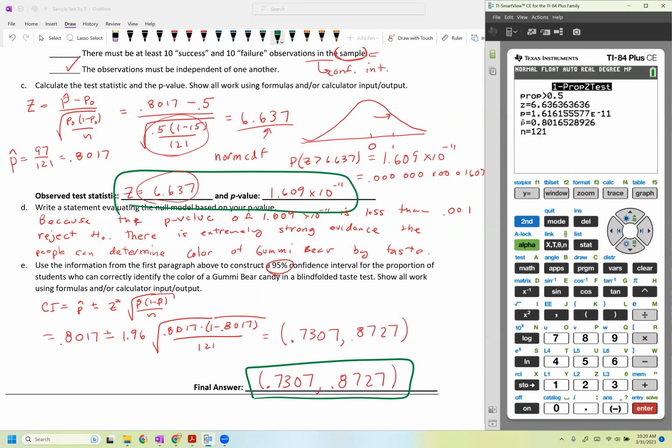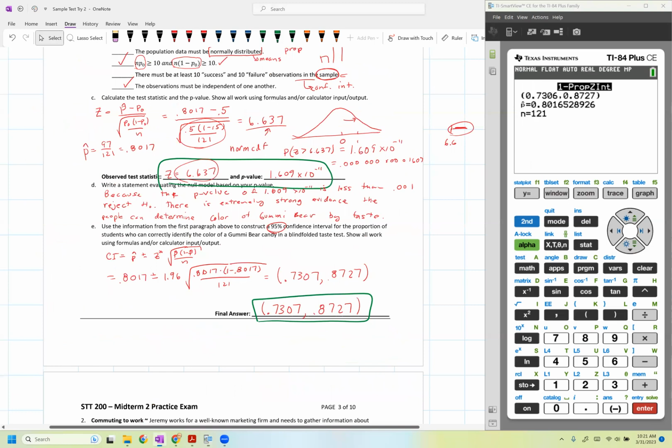We can see those numbers popping up. There's a little bit of rounding, but I wouldn't worry too much about that. For the second one, stat, tests, and this is a 1-PropZInt. Again, 97 successes out of 121 trials, and we wanted 95% confidence. And you can see that those numbers are, again, close, because there's just a little bit of rounding. And that's question number 1.